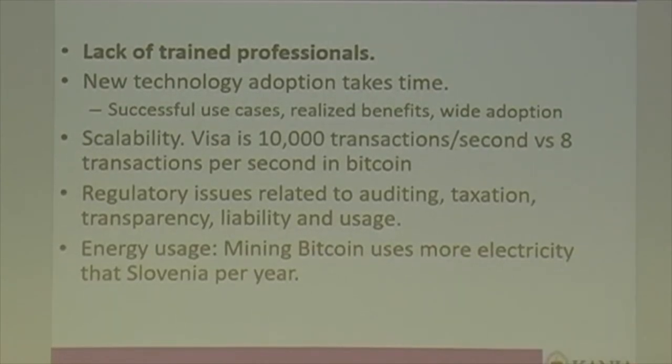New technology adoption takes time. We need to have successful use cases. We need to see realized benefits that are happening, and we need to have wide adoption. Scalability: Bitcoin had a problem in that it takes a few seconds to do some transactions, while Visa handles 10,000 transactions per second. Now, Ethereum is way faster, but still is not as fast.